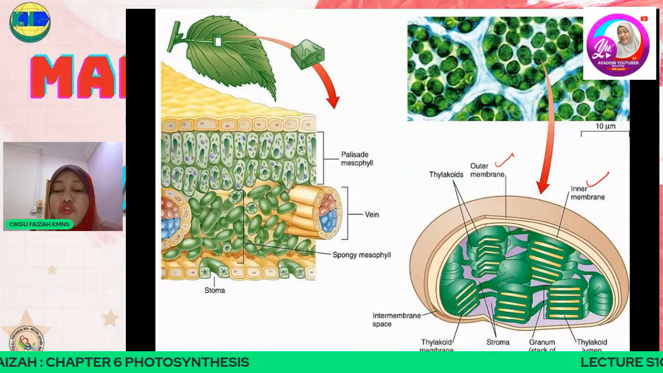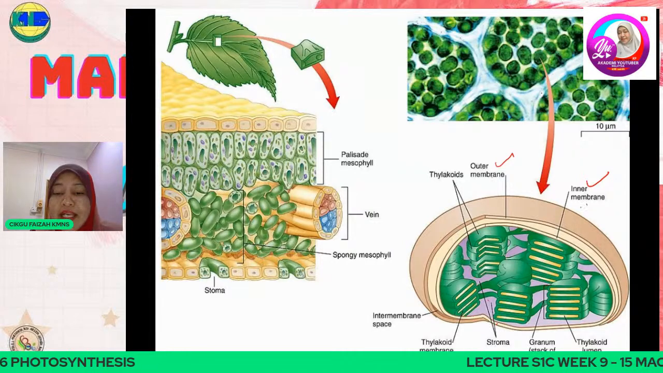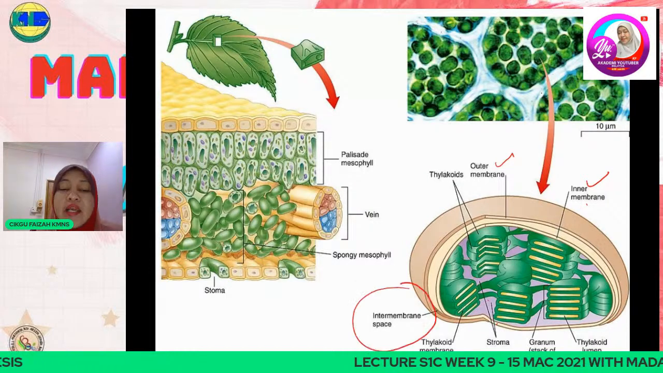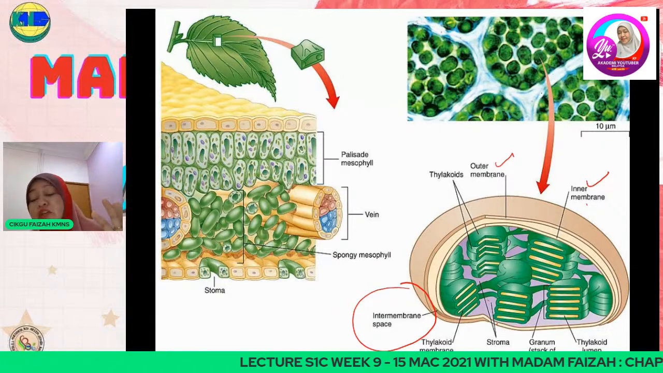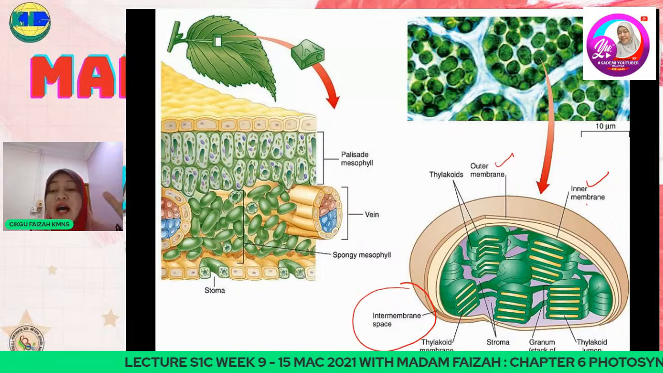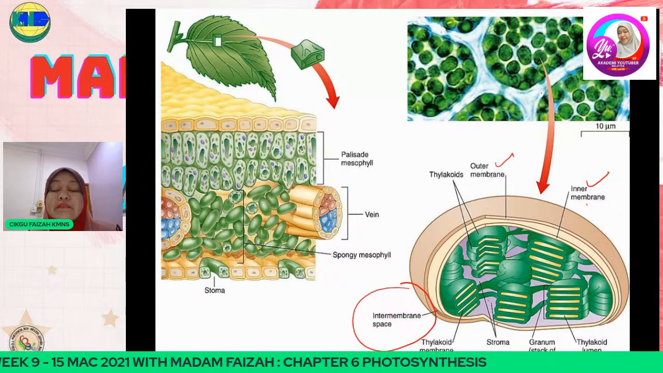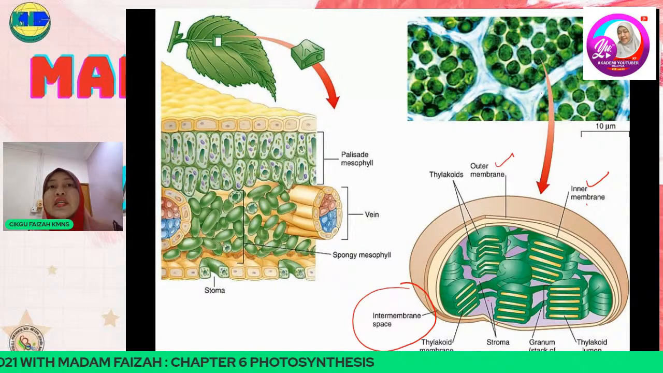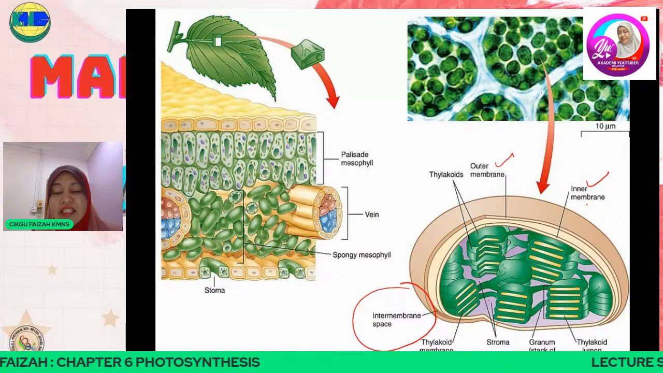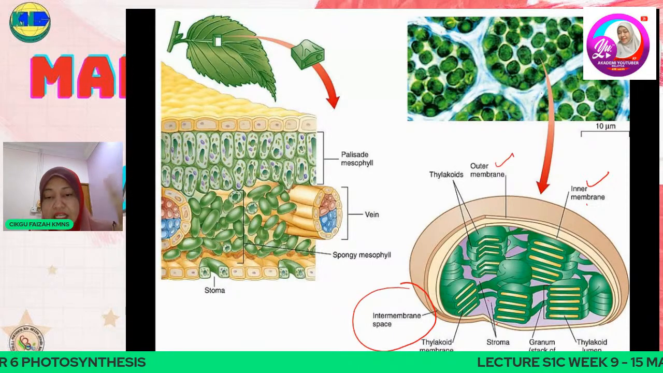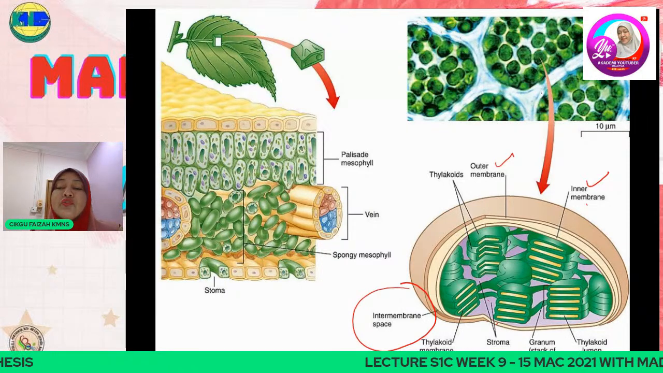Between the outer membrane and inner membrane, same as in mitochondria, you will find a space between the two membranes. What we call the space between two membranes is the intermembrane space, like between two countries, international. So this is between two membranes, intermembrane.